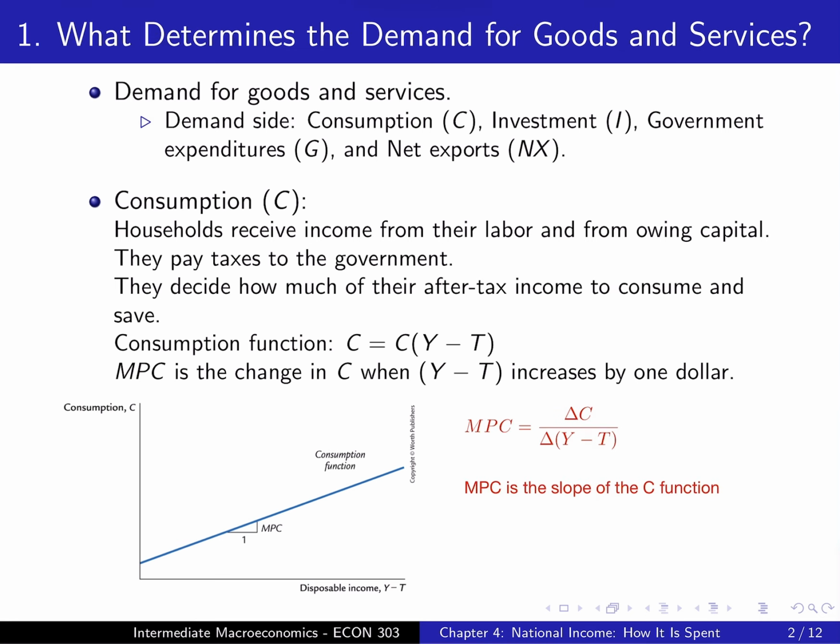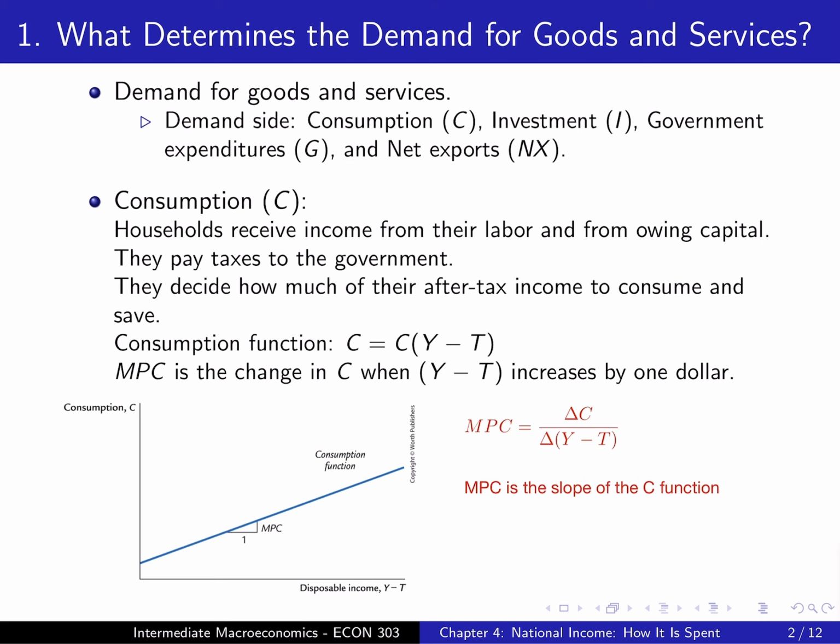A key concept here is the marginal propensity to consume, MPC. That is how much consumption rises when disposable income increases by $1. MPC equals delta C over delta (Y minus T). The higher the MPC, the more households tend to consume out of each additional dollar of income.